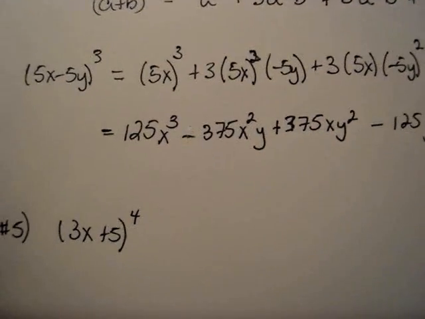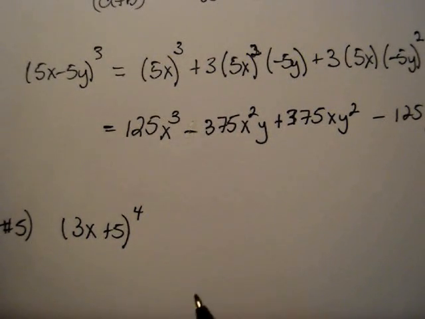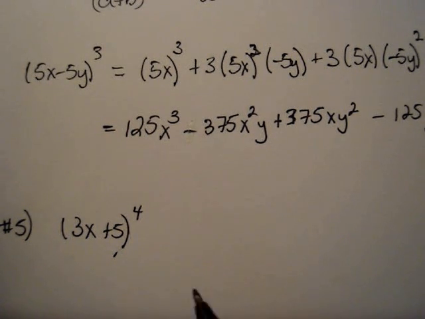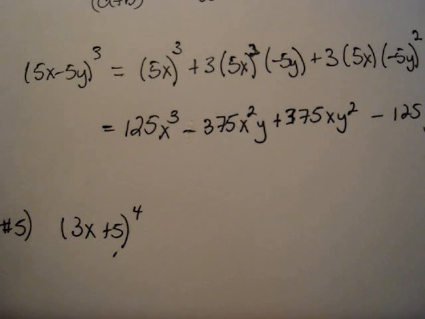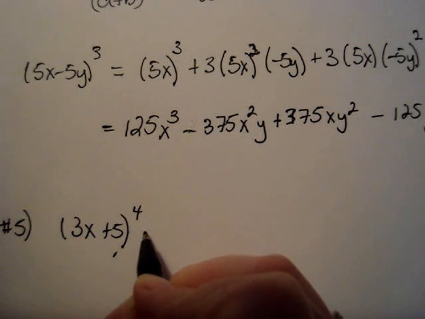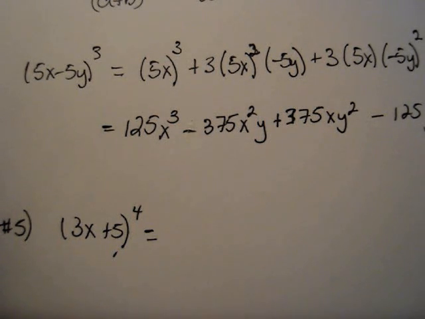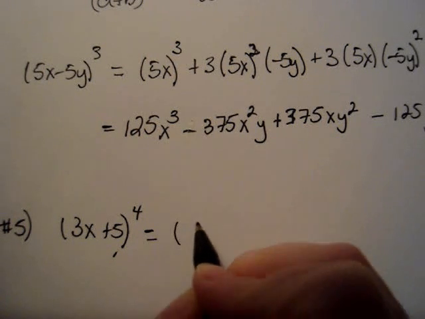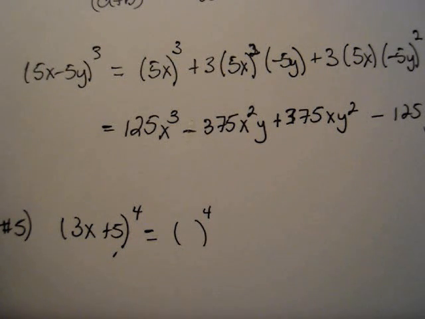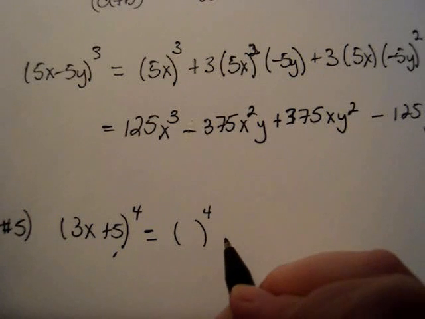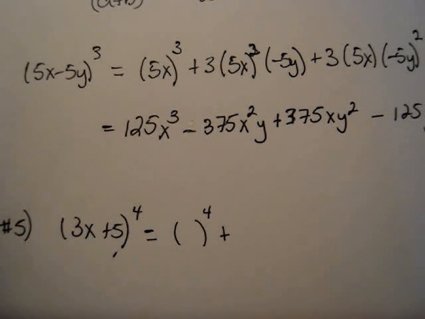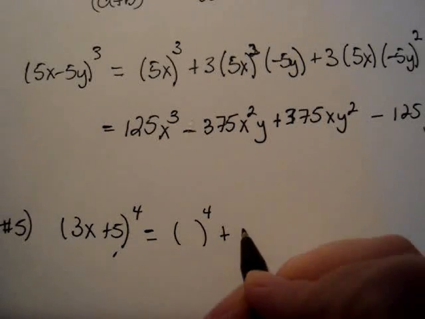Okay, now let's do another one. Let's do number 5. So number 5 is 3x plus 5 raised to the 4th power. So I'm going to skip that step and I'm just going to look over at my old notes. And I know it's going to start with a raised to the 4th power. Then I'm going to have plus. Now when I look over at Pascal's triangle, okay, so this is the row that has 5 terms. Okay, so the next number will be 4.